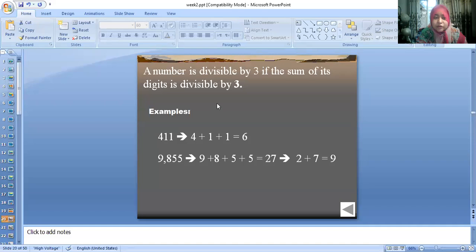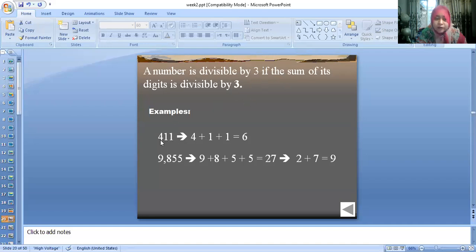The rule of two is that the unit digit should be even, no matter how big the number is. Now we are going to look at the divisibility rule of 3.